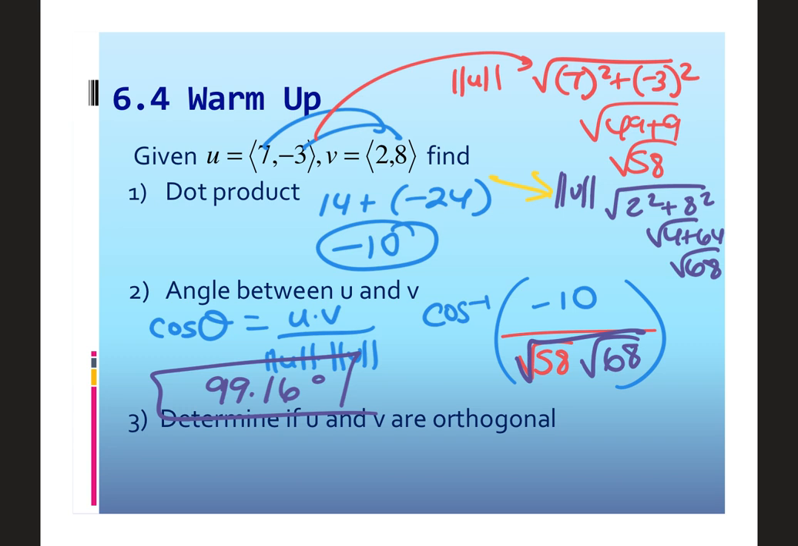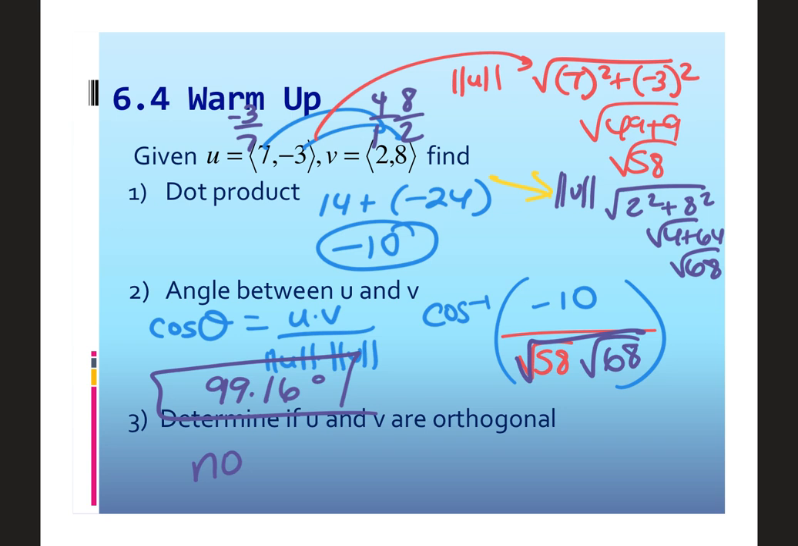And then number 3 says to determine if they're orthogonal. So how do I know they're orthogonal? I could put B over A, and so here it would be negative 3/7, and here it would be 8/2, which would be 4 over 1. And then compare them. If they're the same, it's parallel. If they're the opposite reciprocals, it's perpendicular, which means orthogonal, or neither is the option. These are not, no, they are not orthogonal.